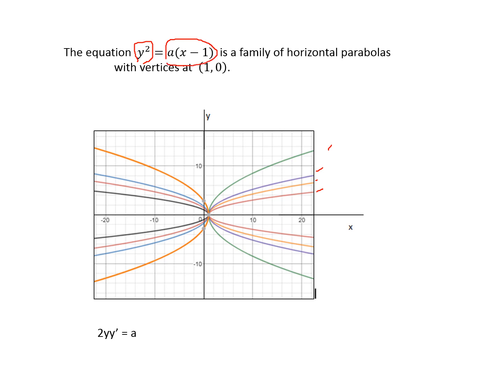So we now know the value of a. Plug it in this equation. You know the value of a already. So y squared is 2y prime times x minus 1. And the final differential equation is y squared equals 2y prime times x minus 1. Now what is this differential equation? This is a differential equation of a family of horizontal parabolas with vertices at 1, 0.